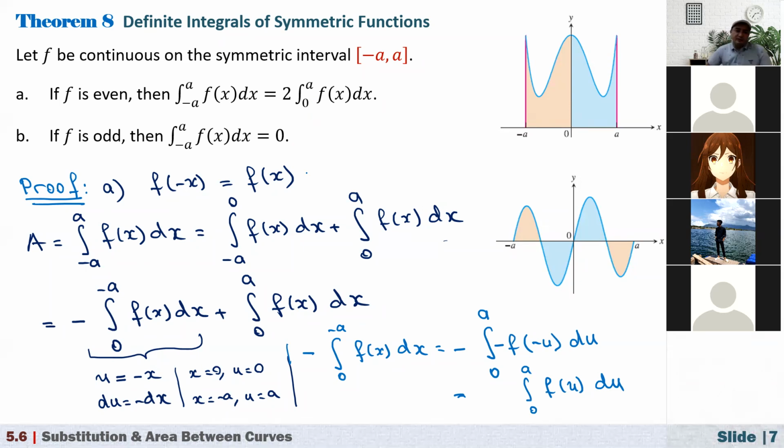In a similar way, if it is odd, you will see that the two things will be the same, but one is with minus. That's why if you add them, you will get 0.